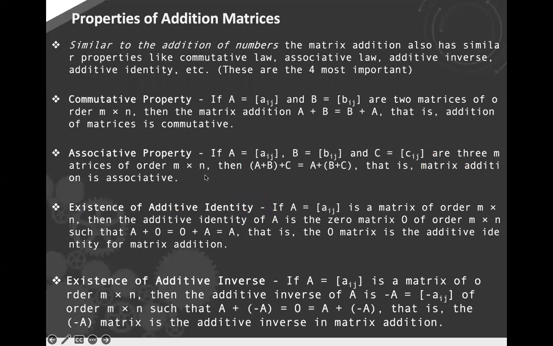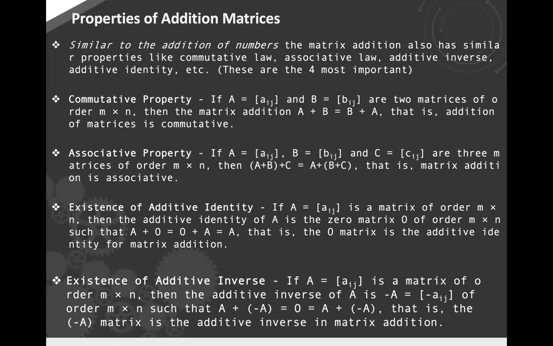Some properties of matrix addition. Similar to the addition of numbers, matrix addition also has properties like the commutative law, associative law, additive inverse, and additive identity, etc. But these four that I've just stated are the four most important ones. So, commutative property: if A equals A1 and B equals B2 are two matrices of order m times n, then the matrix addition A plus B equals B plus A, and that is matrix addition in the commutative property.